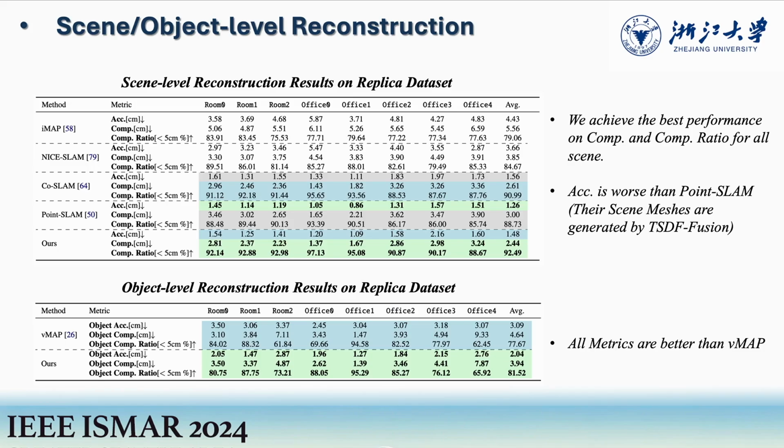We show scene-level and object-level reconstruction results on the Replica dataset. As shown in the table, we achieve the best performance on completion and completion ratio for all scenes for scene-level reconstruction. Only the accuracy metric is worse than Point-SLAM, because Point-SLAM uses TSDF fusion as post-processing, which leads to better accuracy. For object-level reconstruction, our approach achieved the best results on all metrics.